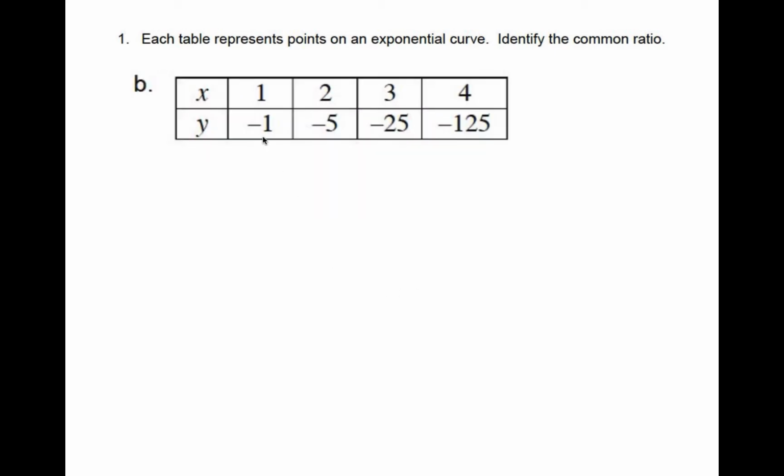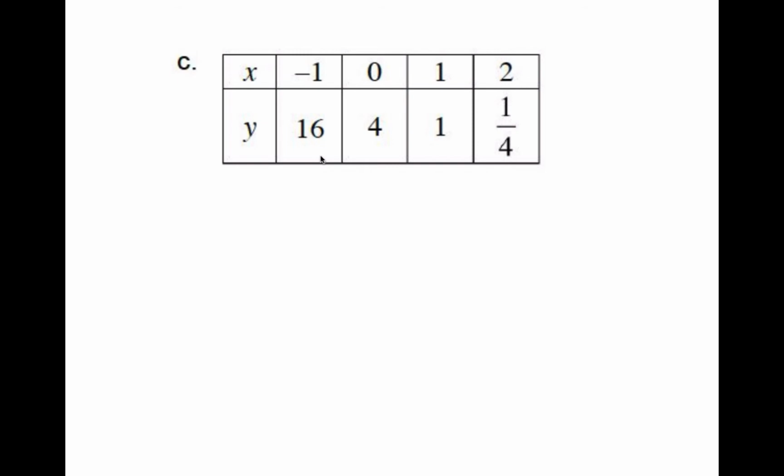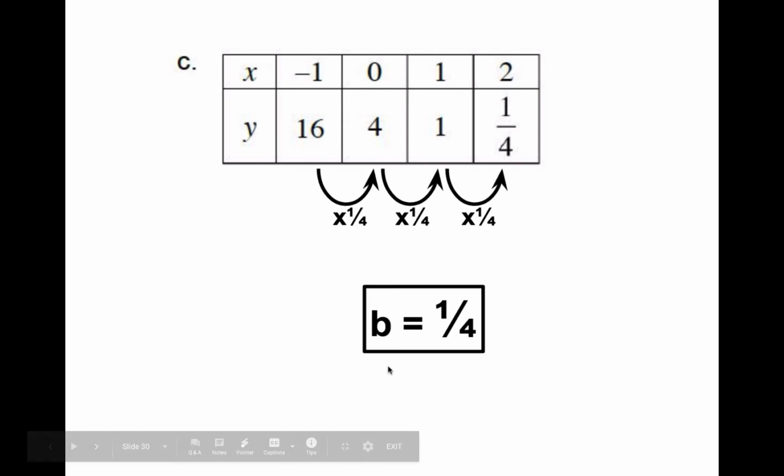Over here, what is this getting multiplied by each time? You should be getting 5 for your b value. And then for c, what am I multiplying by each time? In this case, I'm multiplying by 1/4. I'm technically dividing by 4 as well, but when you're naming the exponential, you have to say in your b value what you're multiplying by. So you're taking 1/4 of something.